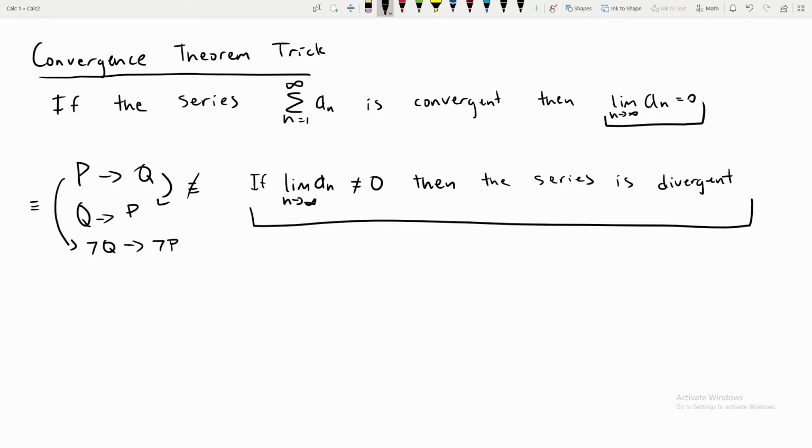Now, again, we cannot say that if the limit of a_n equals 0, then the series is convergent. We cannot say that, so don't get that mixed up. The only thing this theorem will help us with is that if the limit of the term a_n is not equal to 0, then the series is divergent. We cannot say the opposite.